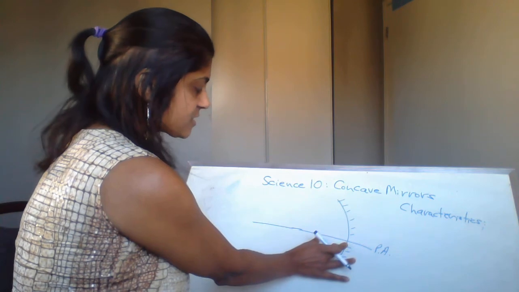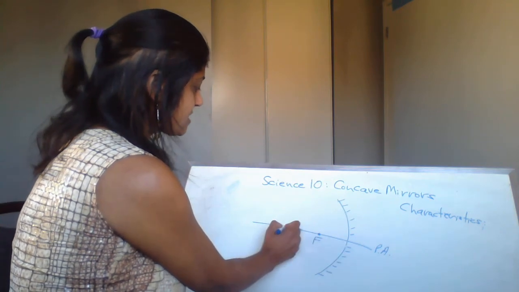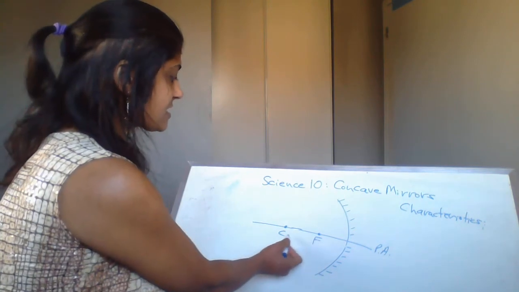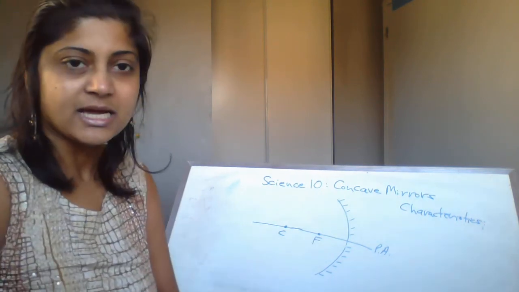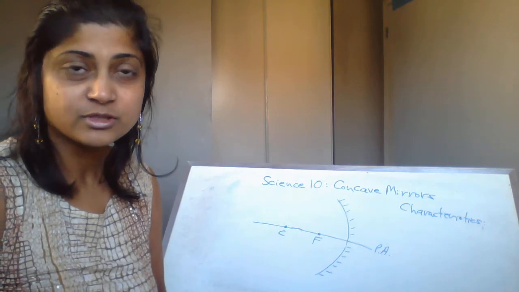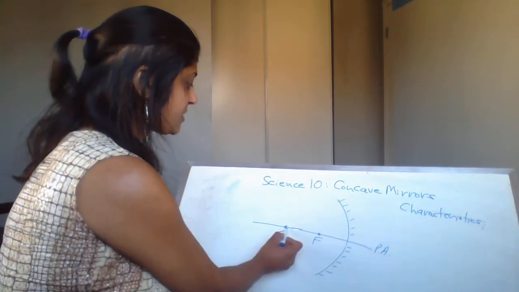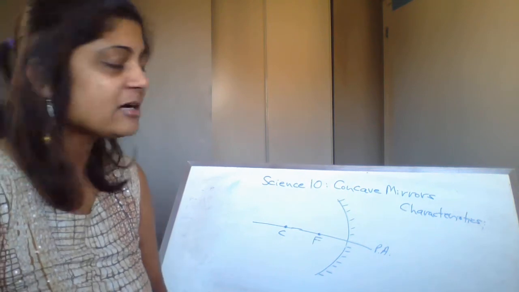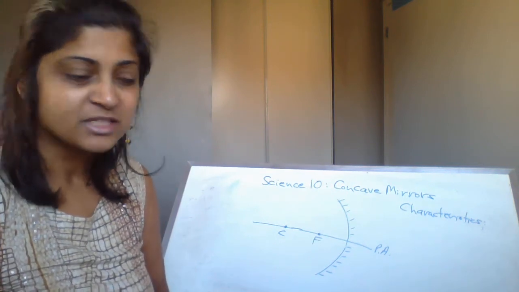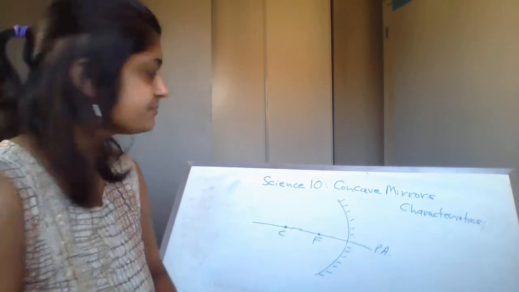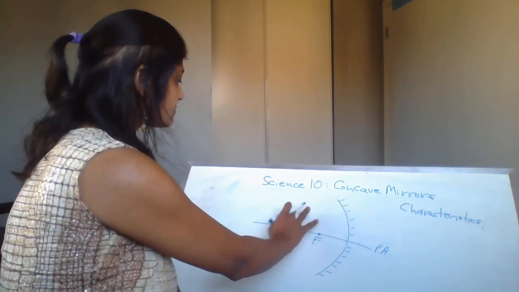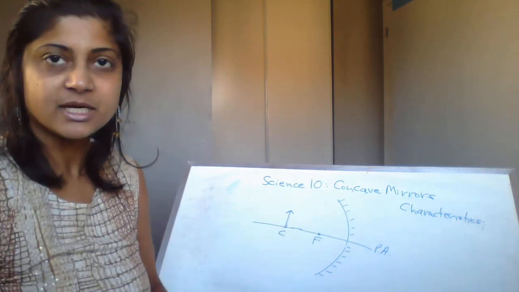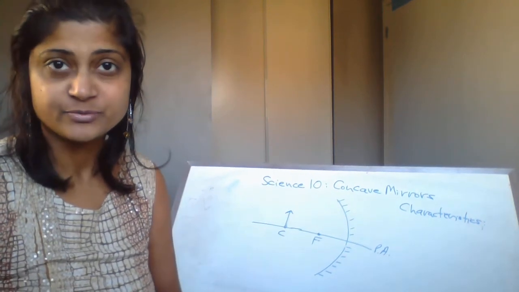The distance between the mirror and the focus should be the same as the distance between the focus and the center. You could do that using your ruler. If I'm using 4 centimeters here, between C and F it should also be 4 centimeters, and that will make your diagram very accurate. So let's try the next one. I'm going to move my arrow, and I'm going to try and make it straight here. I'm placing my arrow at the center.